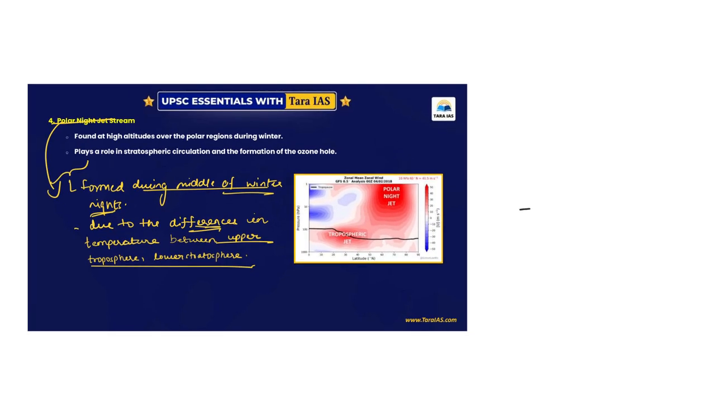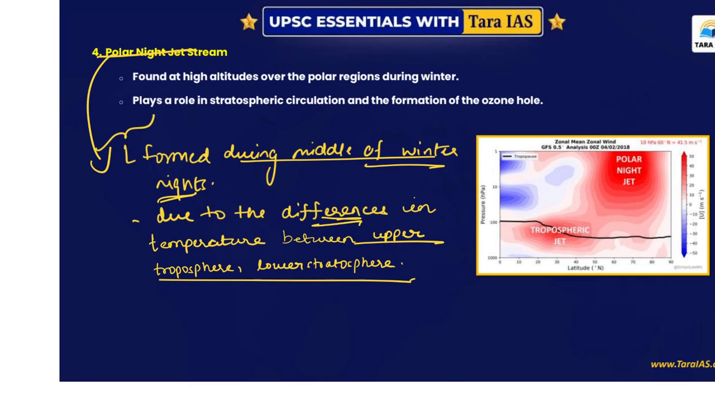In the structure of the atmosphere, there is the troposphere, the stratosphere, and here the tropopause. Due to the temperature differences between the upper troposphere and lower stratosphere, jet streams form. Why? Again, two air masses with different temperature and pressure are meeting there, so jet streams form here.